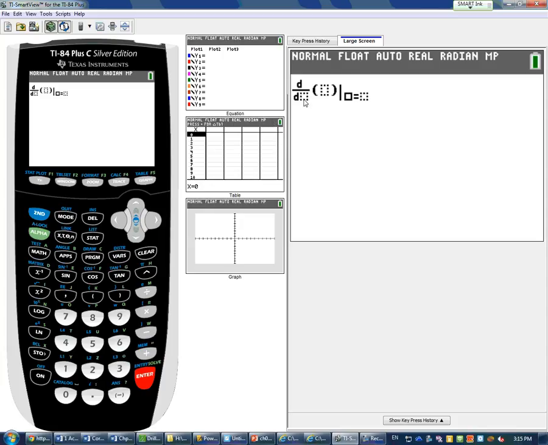In the first space, you're going to put X using your variable key right here. Remember, one of our notations was dx. In the next blank, you're going to put your function. So let's say your function is 2x squared plus 13x. Okay, so that's the function.